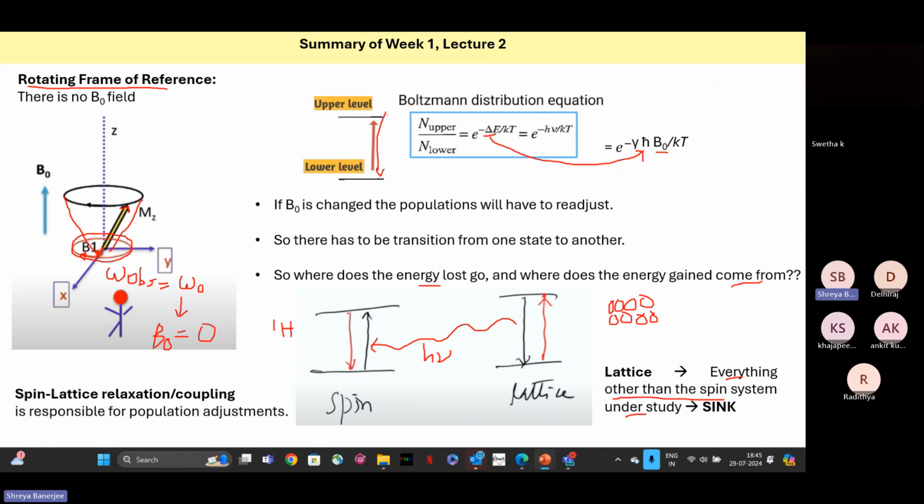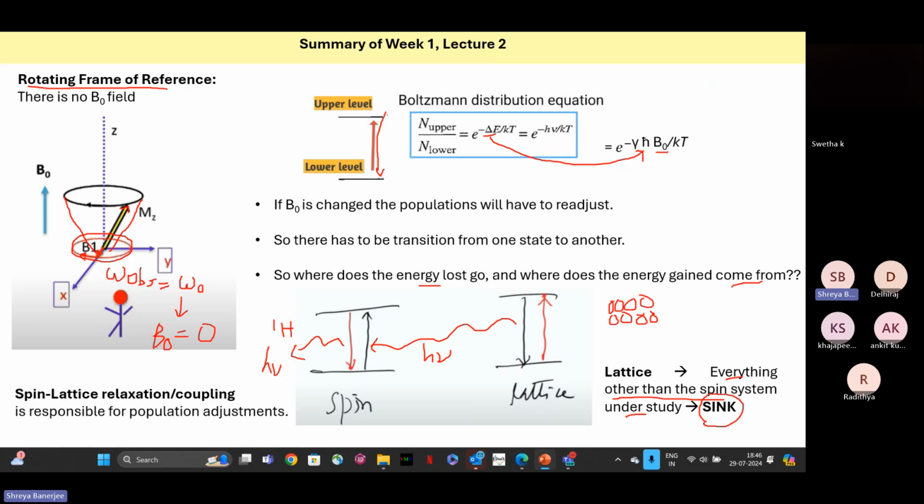Similarly, if there is a transition from upper to lower level, this releases an energy h nu, and this must be absorbed by the lattice in order to undergo an opposite transition. So the lattice kind of acts like a sink. Any extra energy is dissipated in the lattice, or any additional energy required is also gained from the lattice.